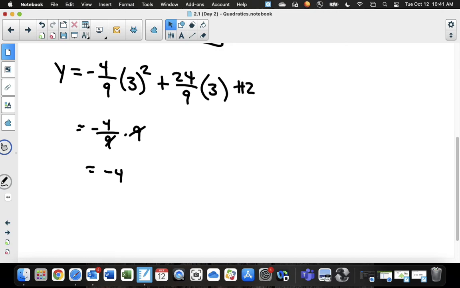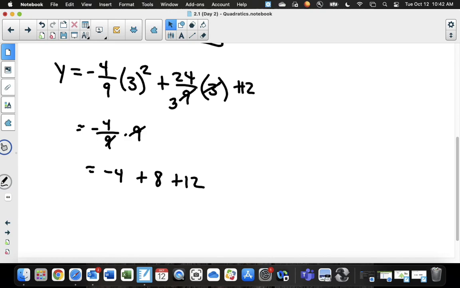Nope, just one thing. 3 goes into 9, 3 times. And 24 divided by 3 gives you 8. And then you still have the plus 12 at the end.